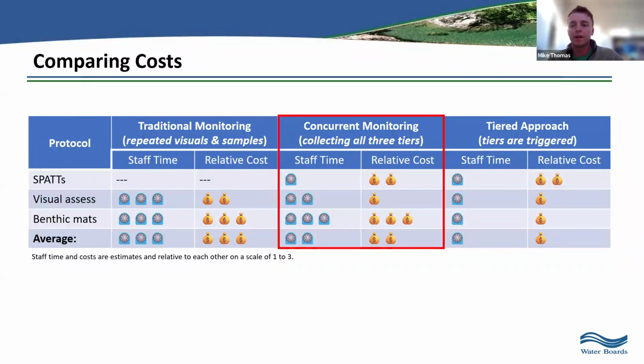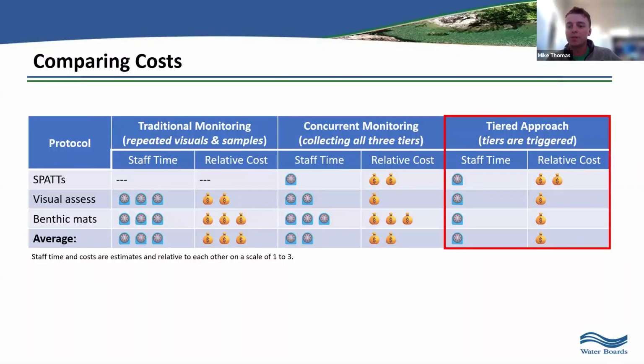With concurrent monitoring, there are costs with deploying SPATs. However, these help you zero in on whether benthic blooms are likely to be present, saving a little bit of time and cost on visual assessments, but it can still be pricey and time consuming to continually collect those benthic mat samples.